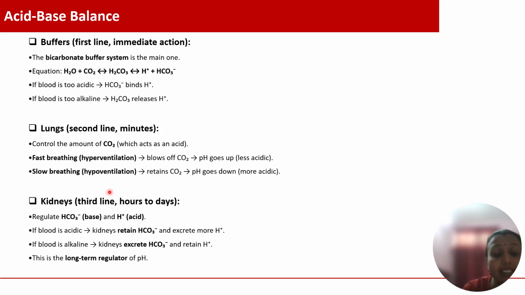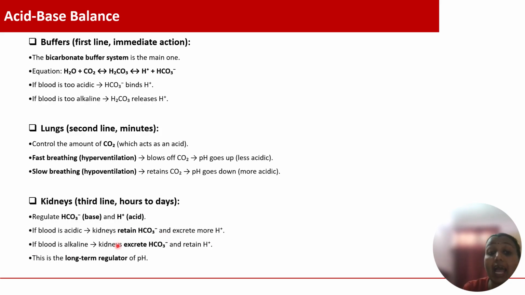Kidney is the third line of balancing the acid base balance. Kidneys regulate HCO3, that is a base, and H plus, that is the acid. If the blood is acidic, the kidneys retain HCO3 and excrete more H plus.